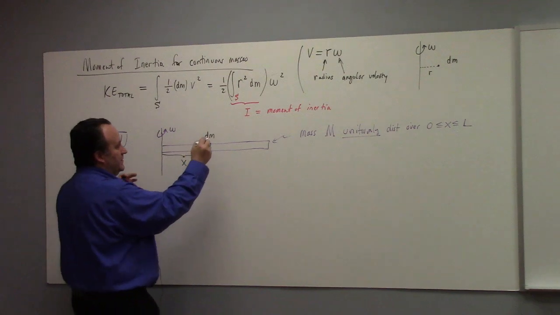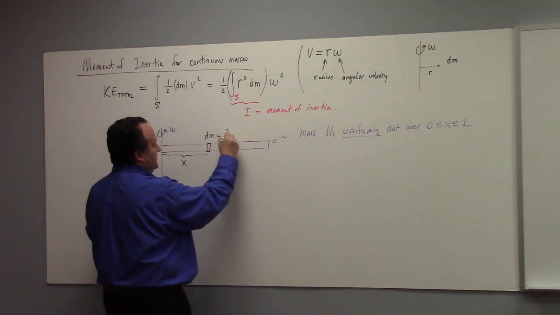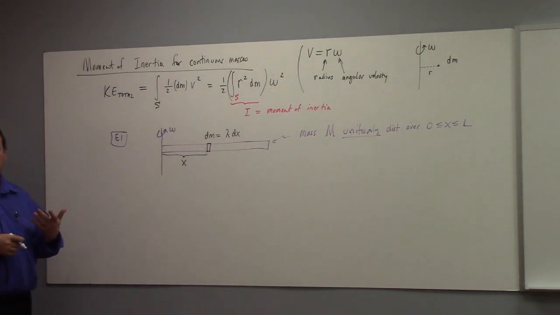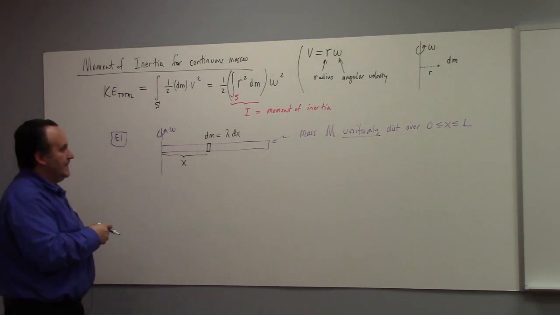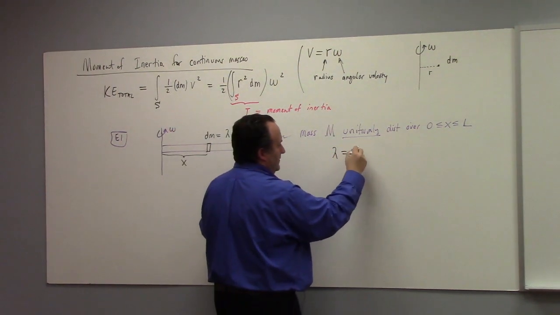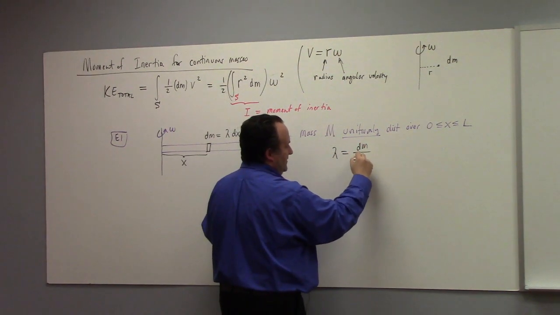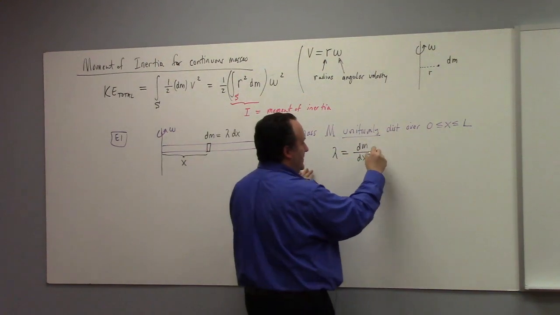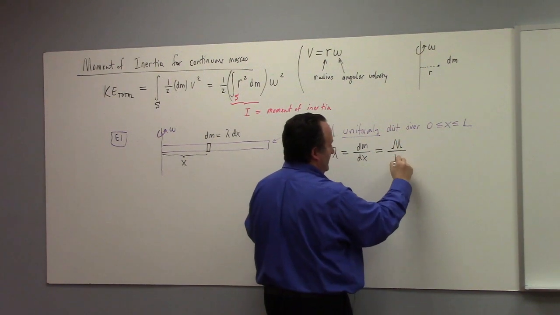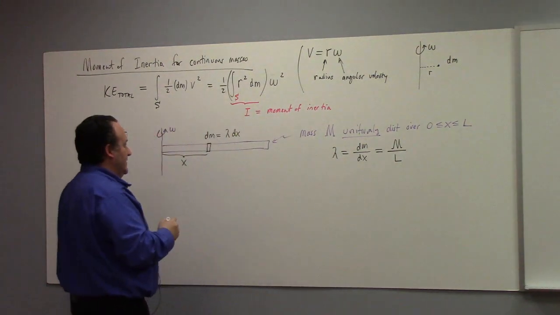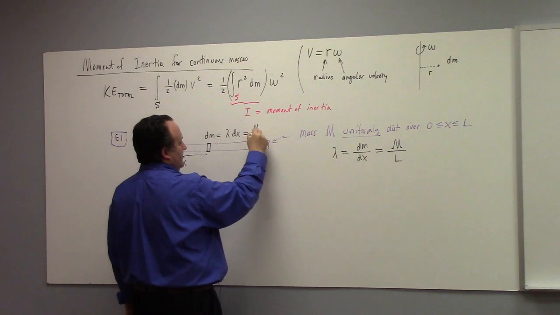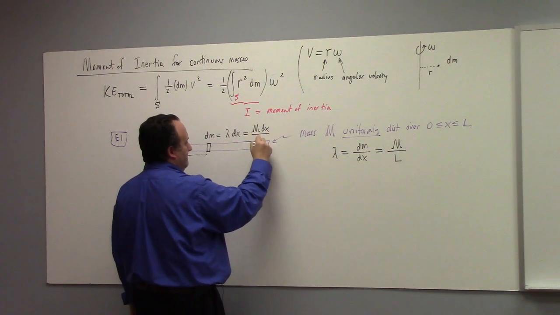And so what's dm? Well, dm we can calculate as lambda times dx. Now lambda is the mass per unit length. Now what is that here? Since it's uniform, lambda is what? It's dm over dx, mass per unit length. But on the other hand, it's also equal to the whole mass divided by the whole length. So that gives me that dm, in fact, is just M dx over L.